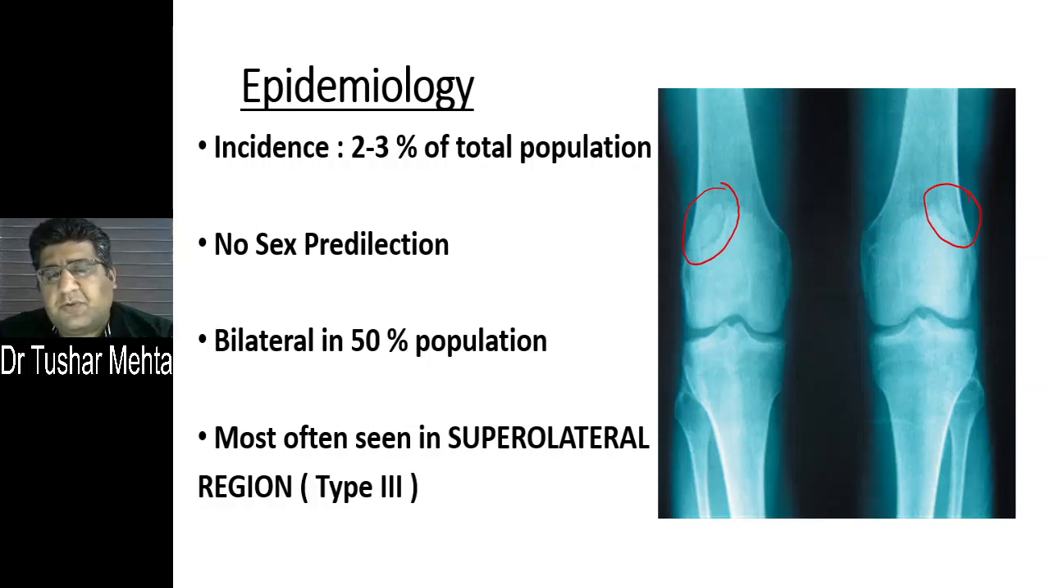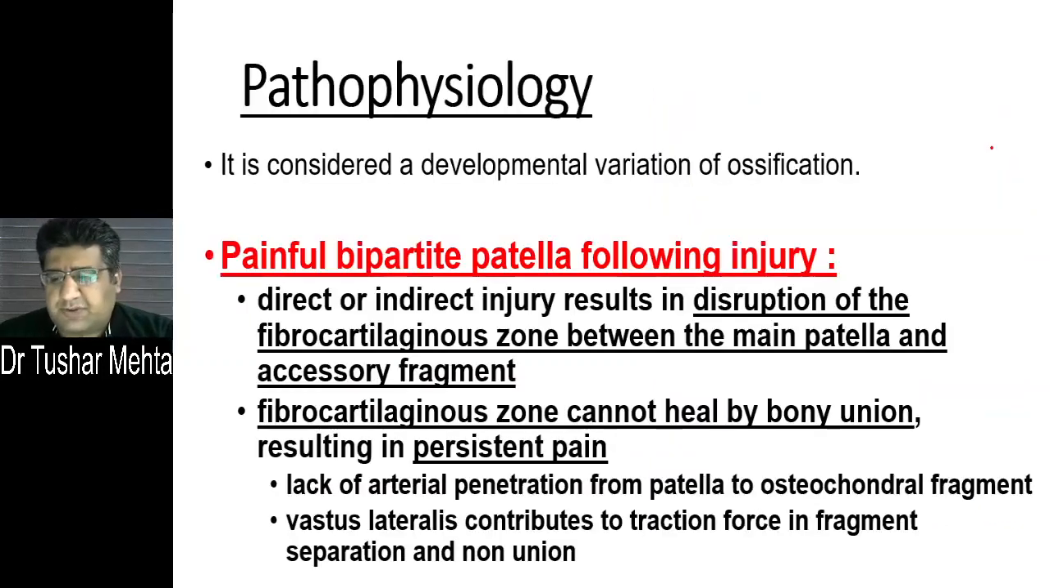And there's one more important point in epidemiology: it is usually seen in the supralateral region, that is called type 3. Don't worry, we'll talk about that. That is something called the SOP classification. So we'll talk about that. But as you can see in this image also, it is usually seen in the supralateral position. Let's talk about the pathophysiology.